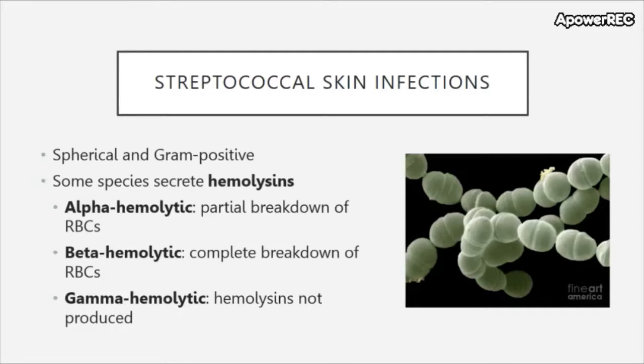There is alpha hemolysis, which is a partial breakdown of red blood cells. And then there's beta hemolysis, which is a complete breakdown of RBCs. And then there is gamma hemolysis, which is where hemolysins are not produced and there is no breakdown of the red blood cells. And as you can imagine, beta hemolytic species are most pathogenic.